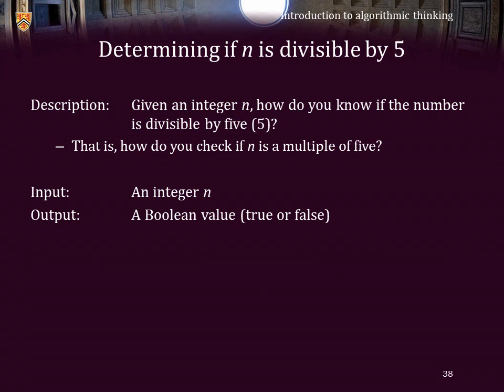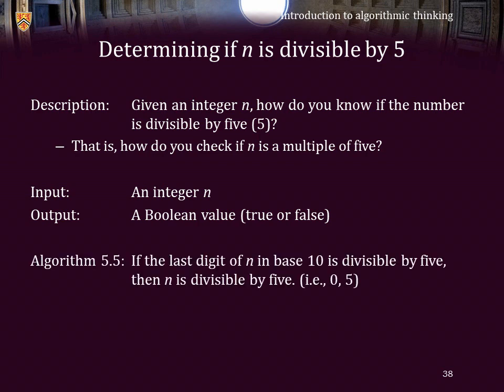Well, here's another problem. Given an integer n, how do you know if that number is divisible by 5? So how do you check if n is a multiple of 5? Again, the input is n, an integer. The output is a Boolean value. Here's algorithm 5.5. If the last digit of n in base 10 is divisible by 5, then n itself is divisible by 5. So, for example, the last digit is either 0 or 5.